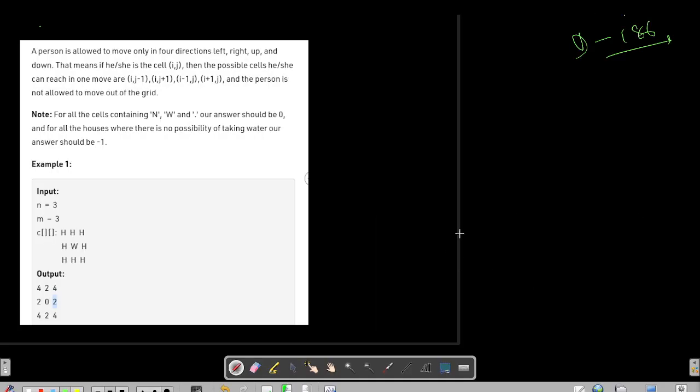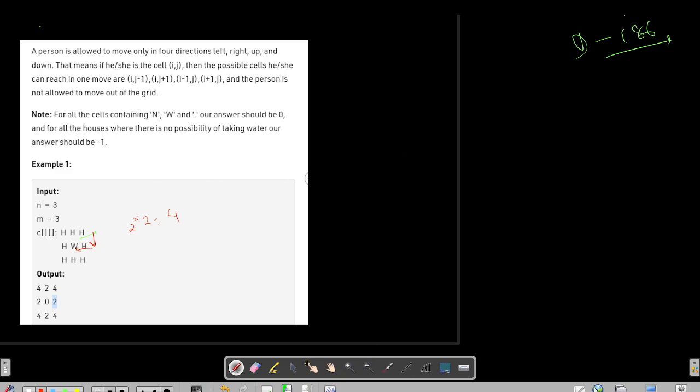Let us dive into some of the test cases as well. So if you see this house, what the person at this house will do is maybe go down and then go left. So the distance traveled will be 2 and then it has to come back. So 2 into 2 will give you 4, right? The same path it will take because that's the minimum path. Similarly for the rest of the cases as well.